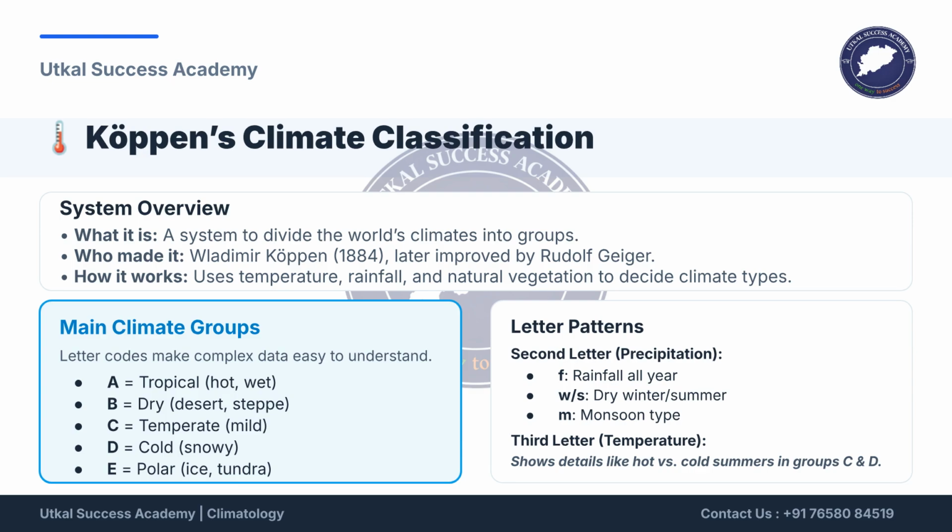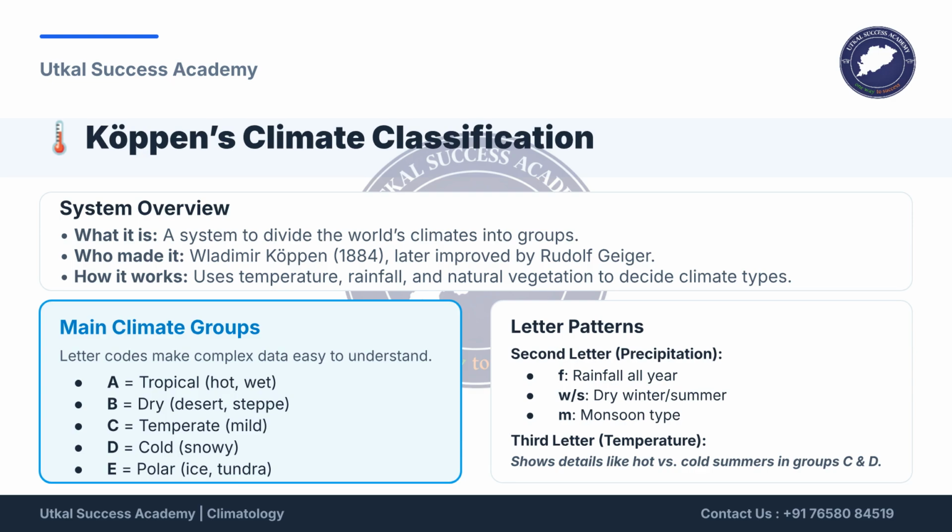The Köppen system, developed by Vladimir Köppen in 1884 and later refined, divides world climates into groups based on temperature, rainfall, and natural vegetation patterns. The main climate groups use letter codes. A is tropical, B is dry, C is temperate, D is cold, and E is polar.